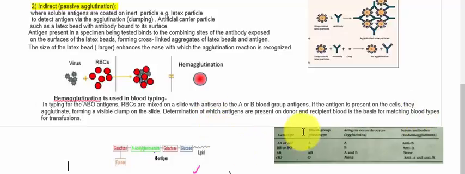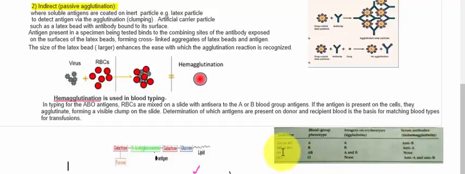So we know that for the A blood group, the genotype is AA or AO, the phenotype is A, the antigen present is A, and the serum antibody is anti-B. In case of blood group B, the genotype may be BB or BO, the phenotype is B, the antigen is B, and the serum antibody is anti-A.